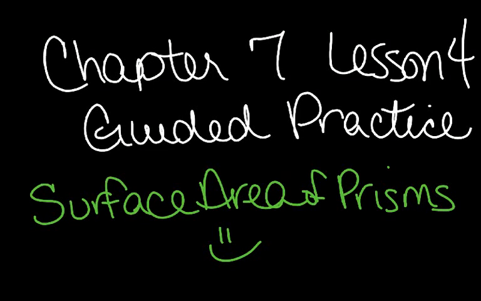This is Chapter 7, Lesson 4, Guided Practice, Surface Area of Prisms. You are going to need a blank sheet of paper for Lesson 4 because there's too much stuff to write and there's not enough room on the paper. So take out a blank sheet of lined paper or computer paper.